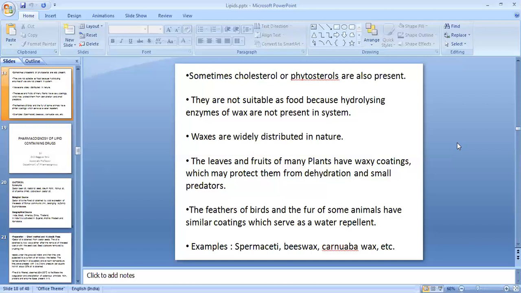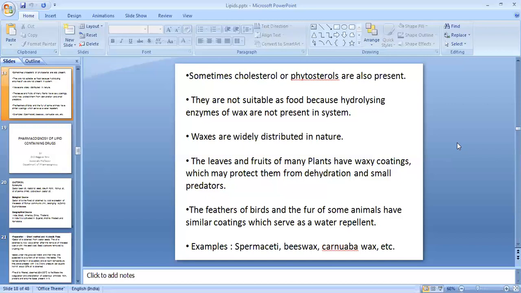Especially the example you can see is the lotus leaf, where the water will not stay over it. The wax covering over the leaves and fruits will protect them from dehydration and also from small predators. Sometimes the feathers of birds or fur of some animals will have similar coatings, and they serve as water repellents.